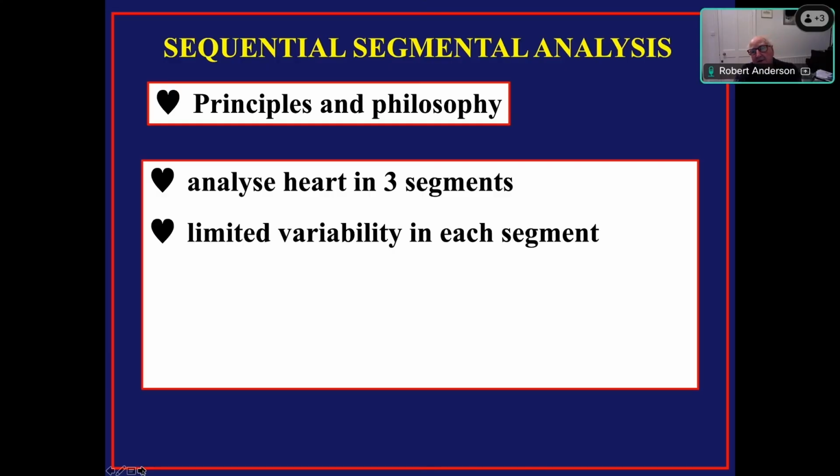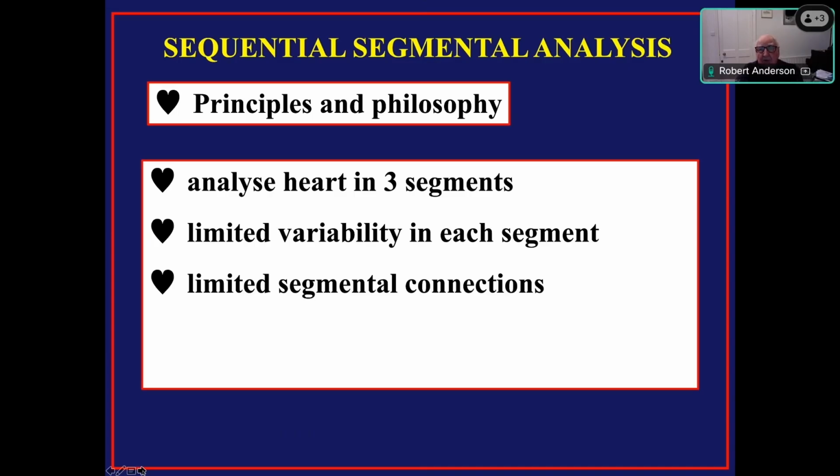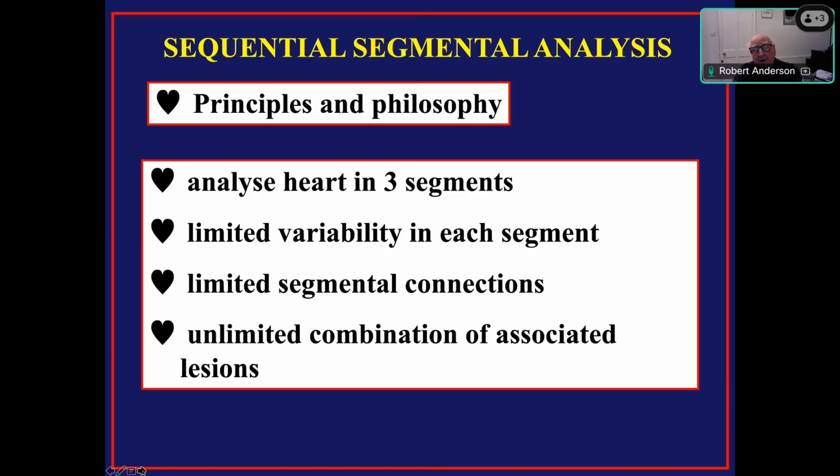Because they'd noted that if you took the heart apart and you looked at these segments, there was very limited variability in each of those segments. And by the same token, there were very limited ways in which they could be joined together. But there was an unlimited combination of associated lesions. So Richard and Stella introduced this notion that we should begin our analysis of all the patients with congenital heart disease by working out the basic template. And that's what they did with their segmental analysis.